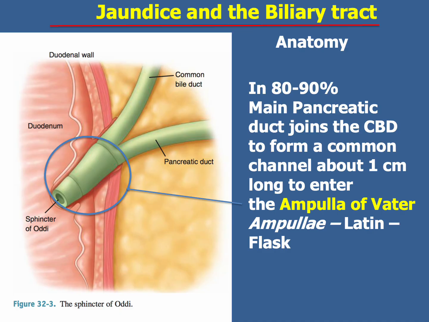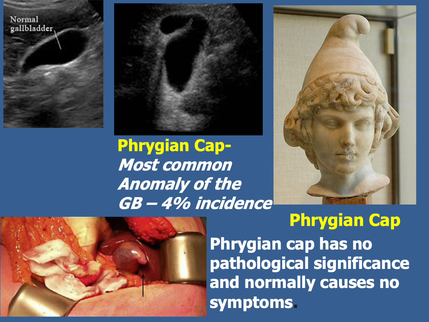The pancreatic duct joins the distal end of the common bile duct to form the common channel known as the ampulla of Vater. The ampulla of Vater is surrounded by a smooth muscle called the sphincter of Oddi, which prevents reflux of duodenal secretions into the bile duct.